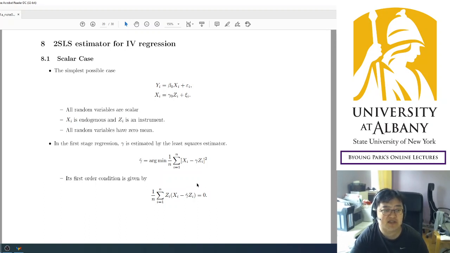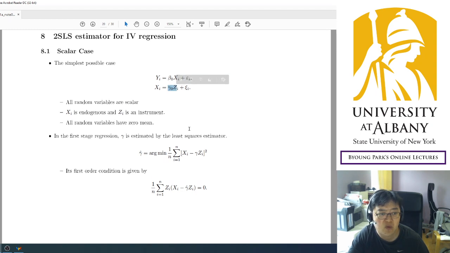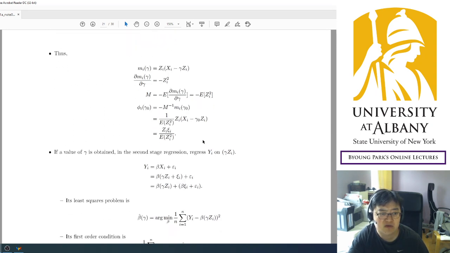And then, now let's think about how we estimate beta 0. Remember how we identify beta in the fitted value approach. In the fitted value approach, we replace x with gamma z. So we are going to, excuse me. So this is the first stage. I did not finish the first stage.